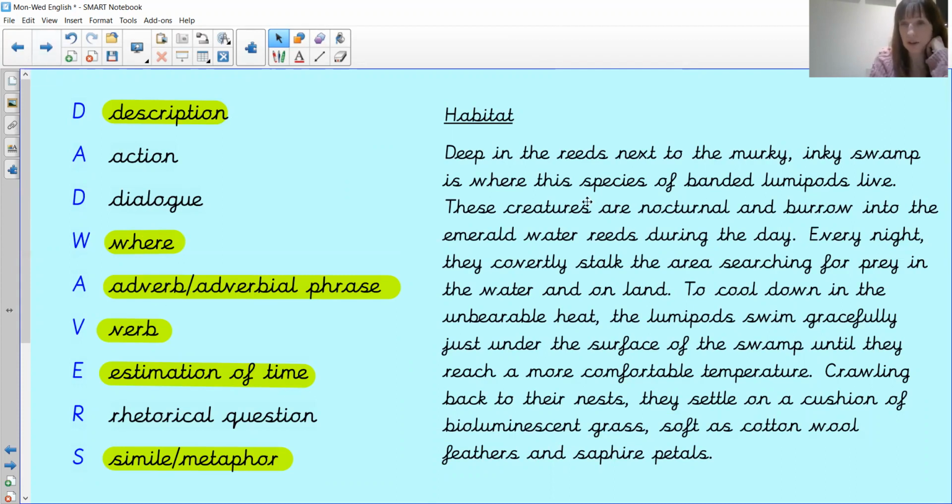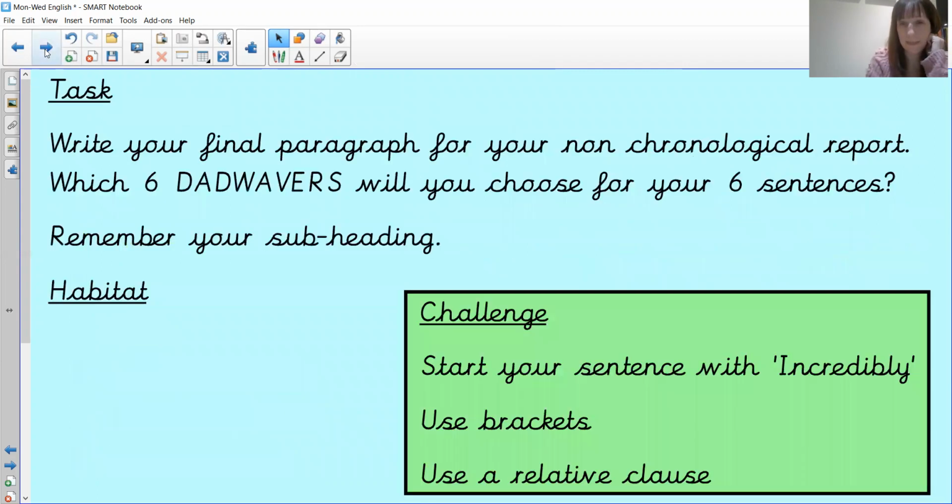Don't forget, you can use ideas. If there are ideas here that you like, then use those. Just change parts. Don't copy it word for word, because you have fantastic ideas that are much better than mine, I'm sure. So you can take them and then add to it, all right, and suit it to your creature. Don't forget to start with your subheading. So today it's habitat.